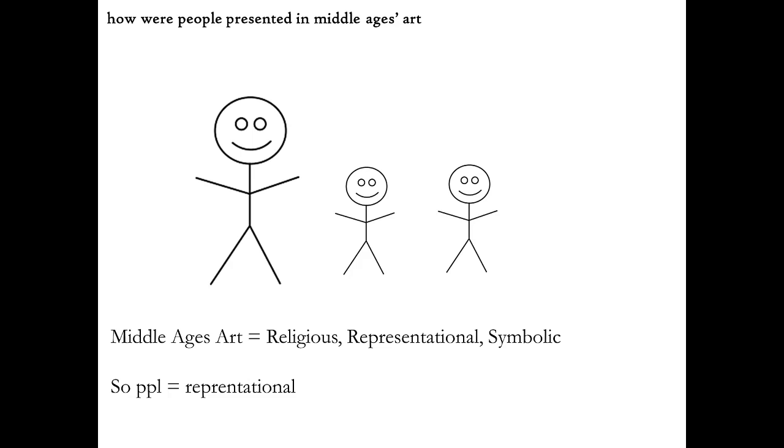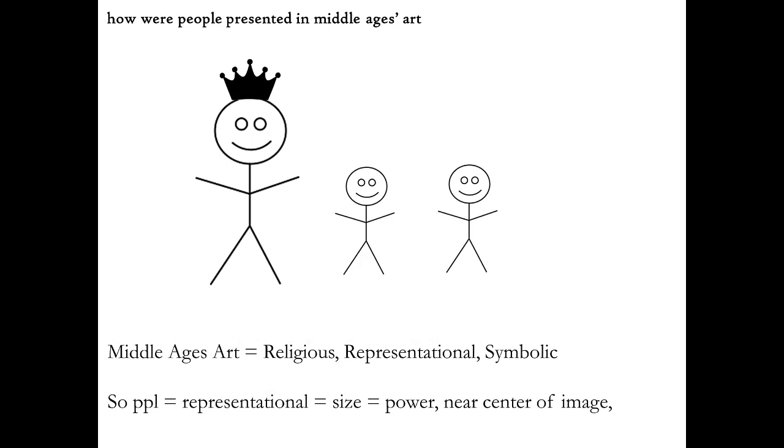In the Middle Ages, it's representational. So let me put something on the bigger character for you to understand it. In the Middle Ages, you didn't need to do this because it was part of seeing the image. But for us, we live in a different age. Our graphical design knowledge is different. So people were shown in a representational way. So size equaled power. And they're going to be near the center of the image.